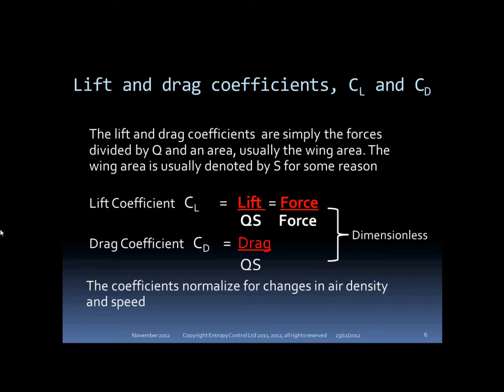Finally, in all this preliminary stuff, you should have a feeling for what the lift and drag coefficients mean. CL, the lift coefficient, is simply the lift in pounds or tons or kilograms or ounces or what have you, divided by Q, which as you remember is a pressure, and then we multiply that by an area, usually the wing area. Pressure times area gives you a force, so the lift coefficient is a force divided by another force. So it is dimensionless, just a number.